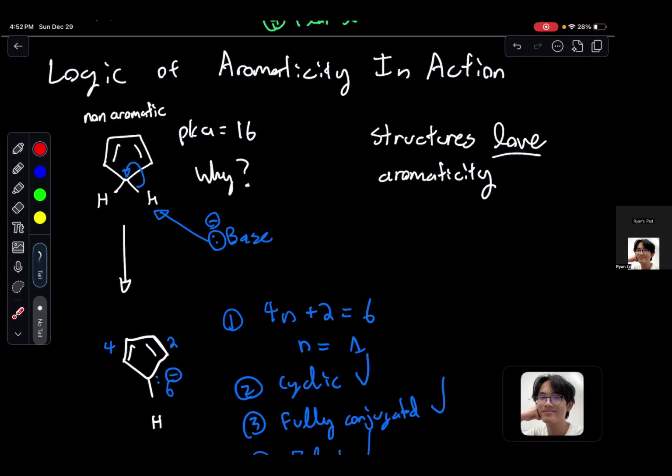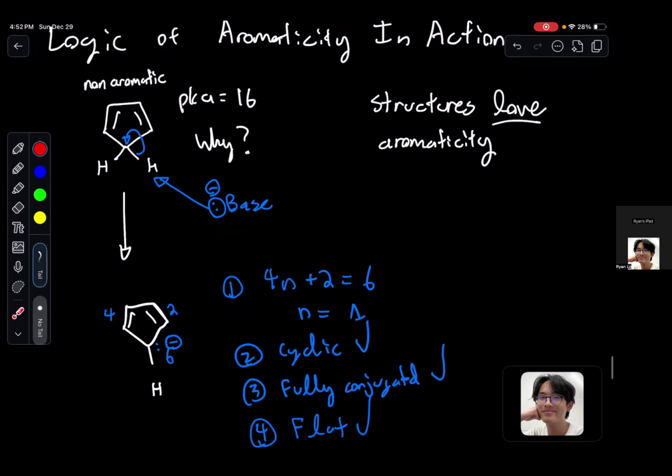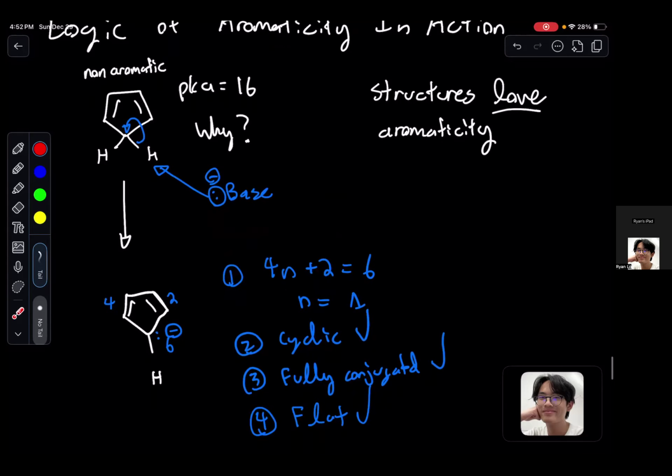Hopefully you can see the logic here of how aromaticity can affect chemistry: if you have a chance to give away an H and become aromatic, increasing its aromaticity, then it will do so. And that is the logic behind why this structure is a good acid: it will give away its H and become aromatic.